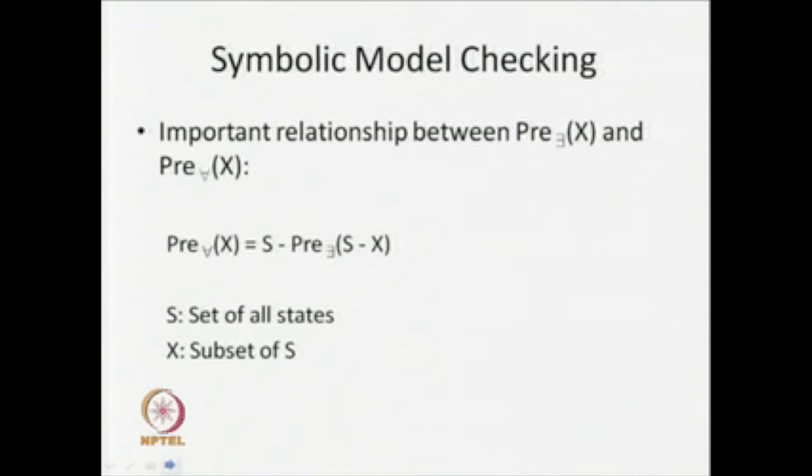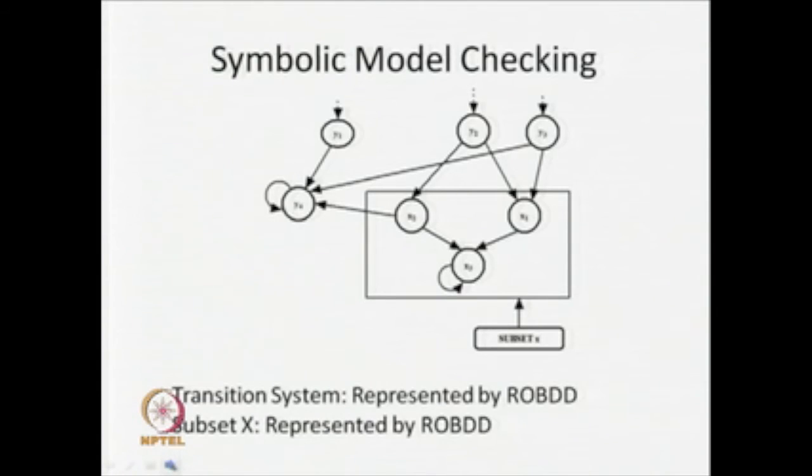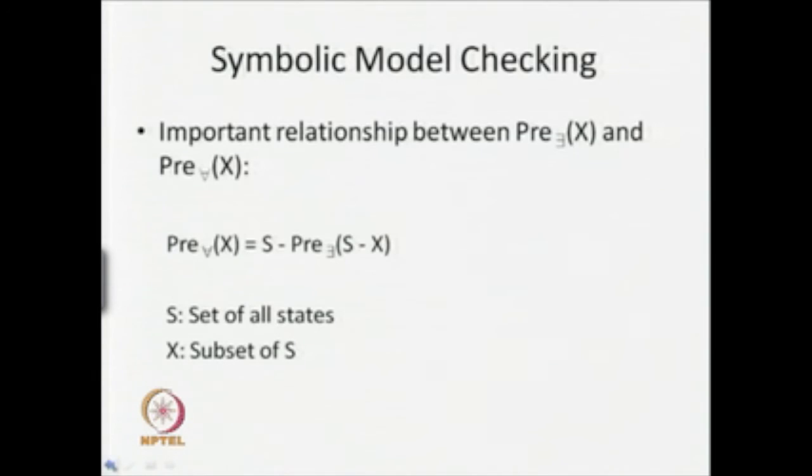Now, pre∀(X) can be represented with the help of pre∃(X), and this is the relationship: pre∀(X) equals S minus pre∃(S minus X), where S is the set of all states and X is a subset of S. Okay. Now, let us see how we get this: pre∀(X) is equal to S minus pre∃(S minus X).